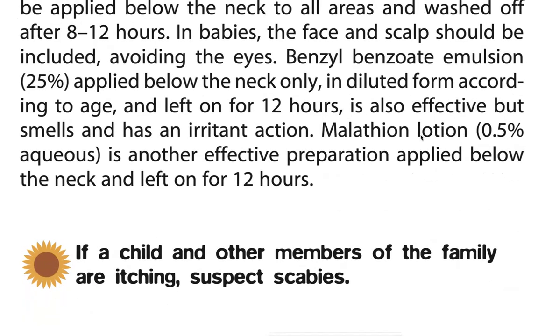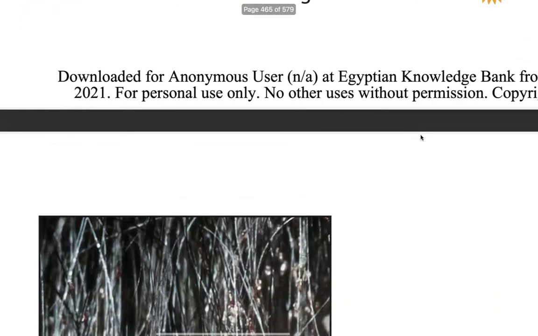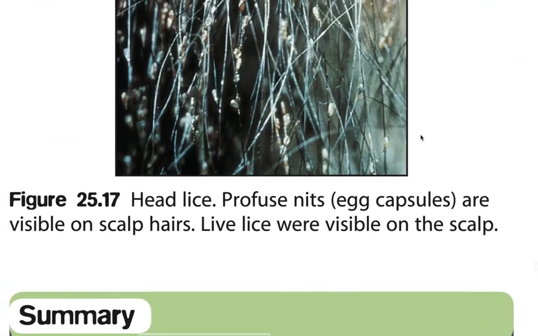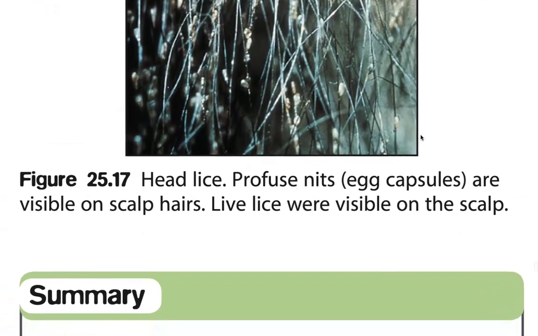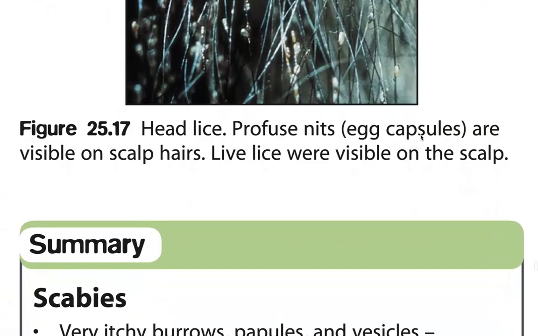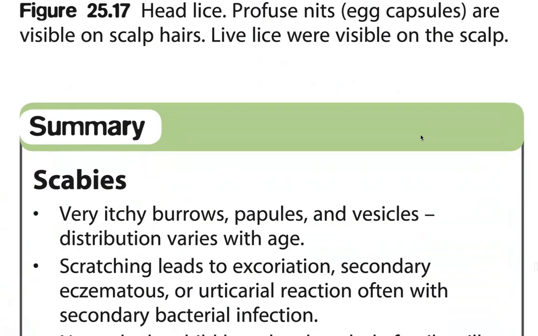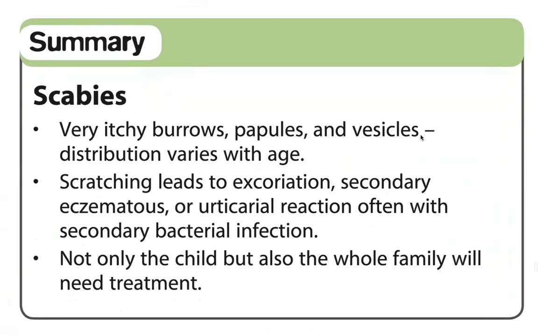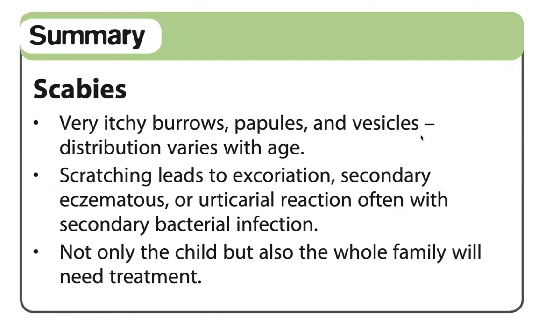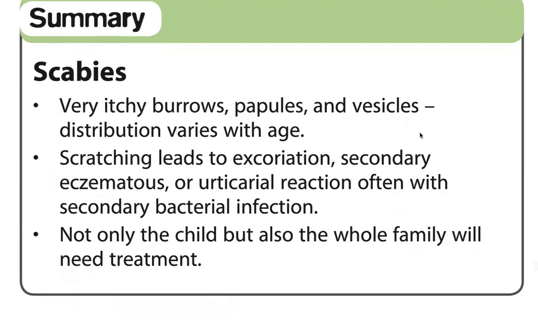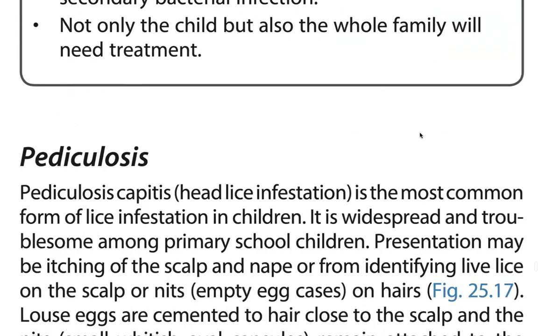If the child and other members of the family have itching, suspect scabies. Very itchy burrows, papules and vesicles; distribution varies with age. Scratching leads to excoriation, secondary eczematous or urticarial reaction, often with secondary bacterial infection. Not only the child but the whole family needs treatment. Head lice: profuse nits, egg capsules visible on scalp hair, and live lice visible on the scalp.